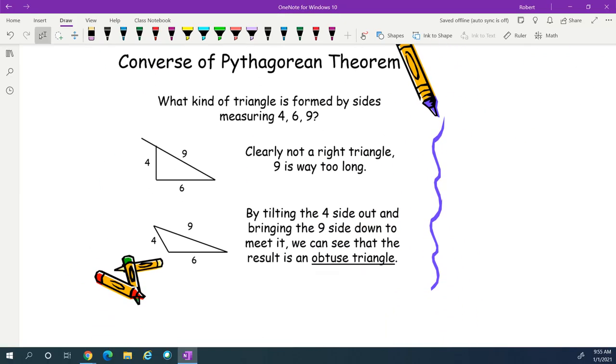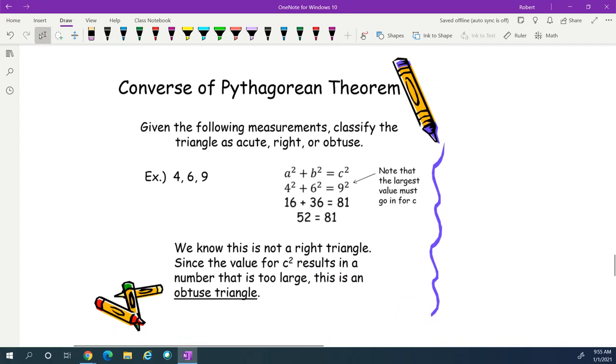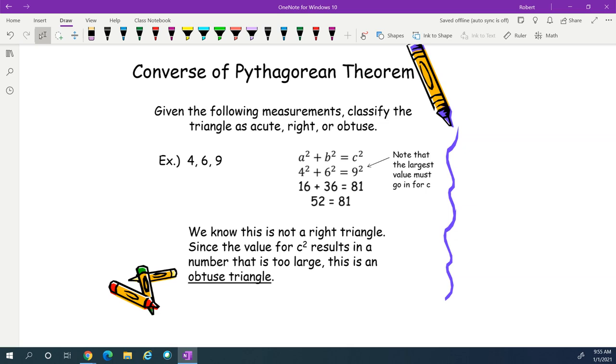Okay, and I have that kind of explained in a few different slides here, but here's the work. Again, we're going to make sure that the highest number goes in for C, and we're going to work it out. And we can see that this did not work. This is not a right triangle. What we're going to do is make the comparison of the C value. That C squared number is bigger. Since the C squared number is too big, then the angle's too big.